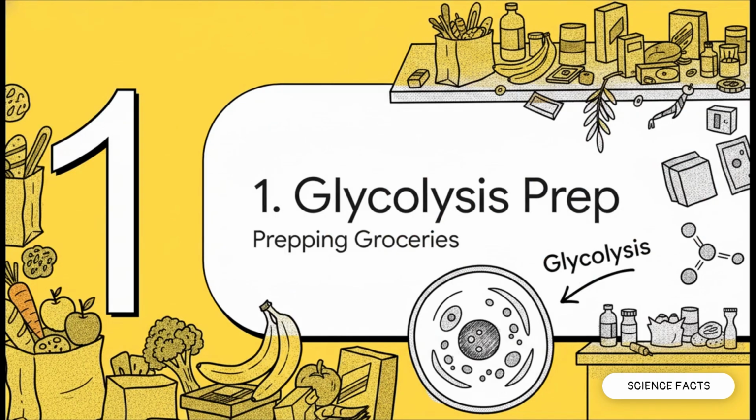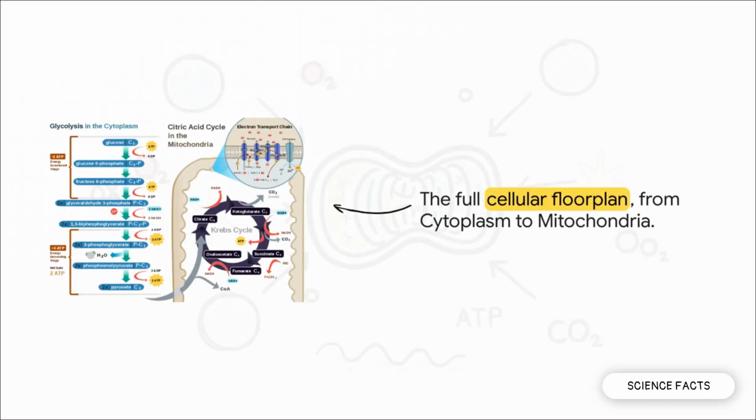Section 1. Prepping groceries with glycolysis. Let's move right into our first major step. We are starting with the messy prep work, bringing the groceries into the house and unpacking them on the kitchen counter, which in our cell is the cytoplasm. This gives us a beautifully clear macro view of our entire cellular floor plan.